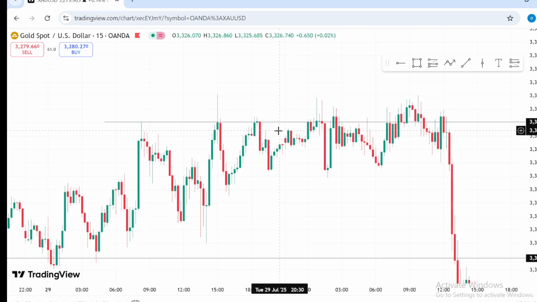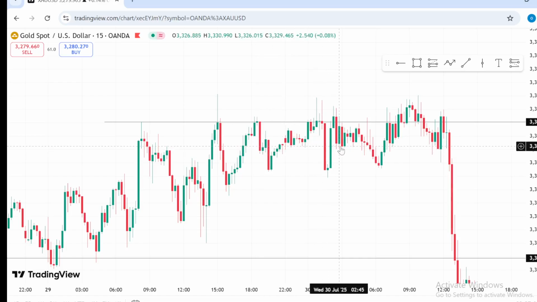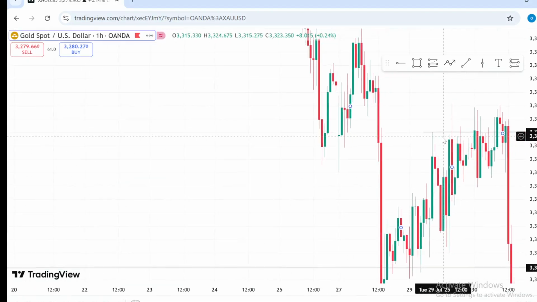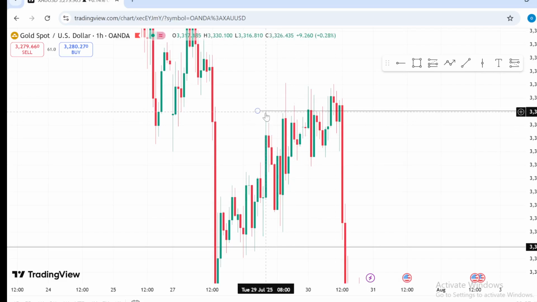Price didn't really give us any clear intention of movement, because in this while price was consolidating. Look, it was just a consolidation on the 15-minute time frame. We can even check the 1 hour time frame. As you can see, look at this.